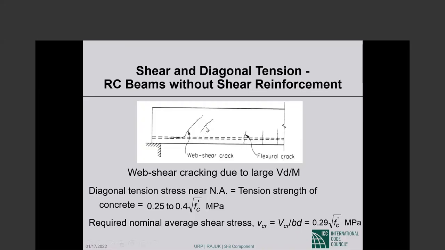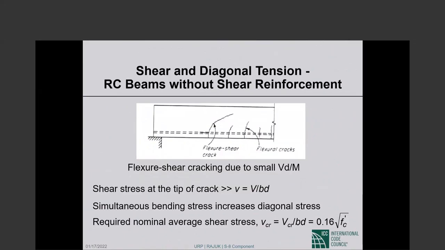This web shear cracking, which starts at the neutral axis location, does happen, but it's relatively rare. What is much more common is flexural cracks open up. We know why. We have flexural tension, and at the bottom, in the middle of the beam, the flexural tension is horizontal. We saw that from the principal stress trajectories. So the flexural cracks are vertical or near vertical. As we go near the supports, they get inclined.